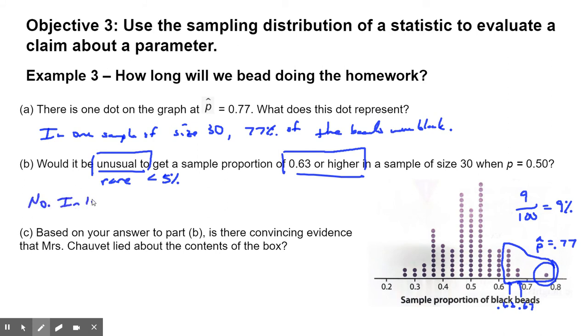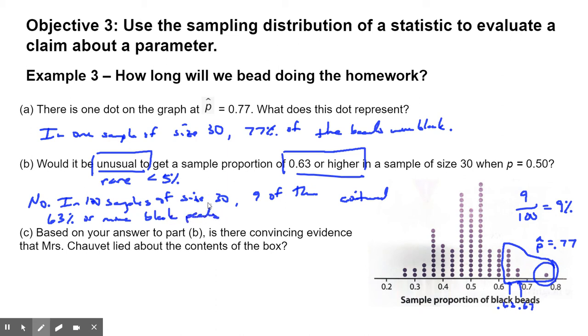In 100 samples of size 30, 9 of them contained 63% or more black beads. You could say 9 of them had a sample proportion of 0.63 or higher. You could just restate this, right? But again, they change it to a percentage.